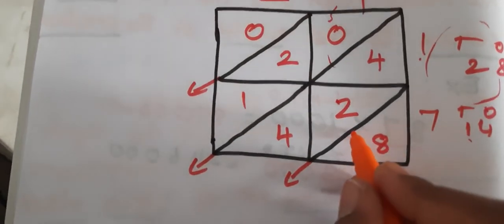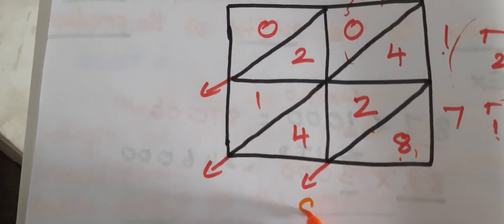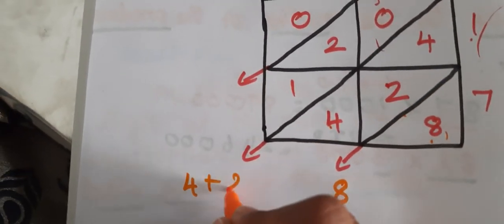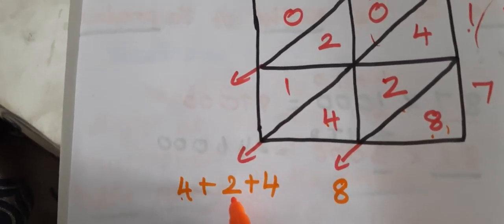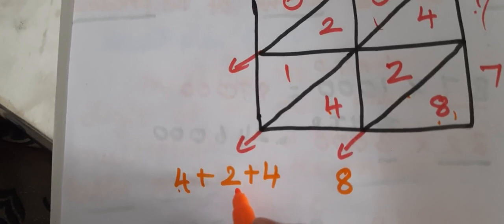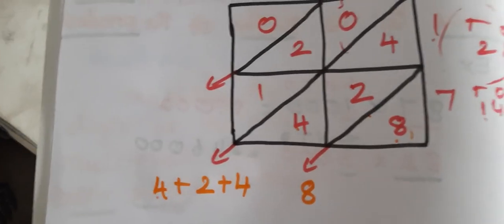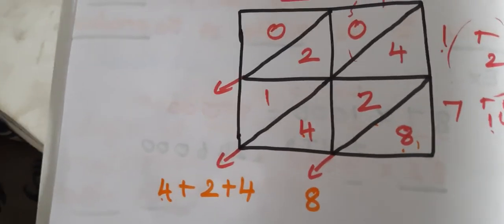So see here, listen carefully. The first number is 8. Only one number is there. Okay, 8. Next one, 4 plus 2 plus 4. 4 plus 2 is 6. 6 plus 4 is, what is it? 6 plus 4 is 10. Okay, 6 plus 4 is 10.